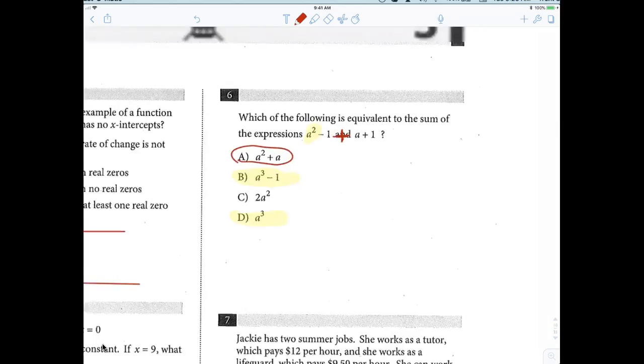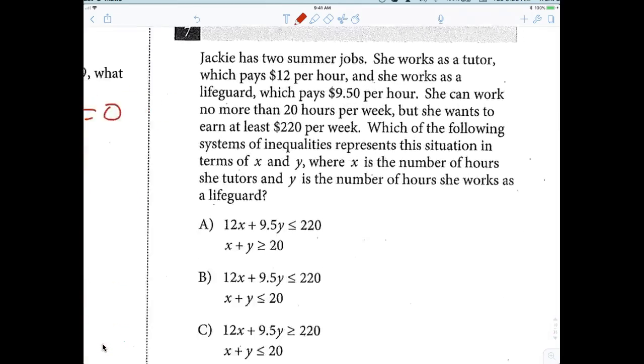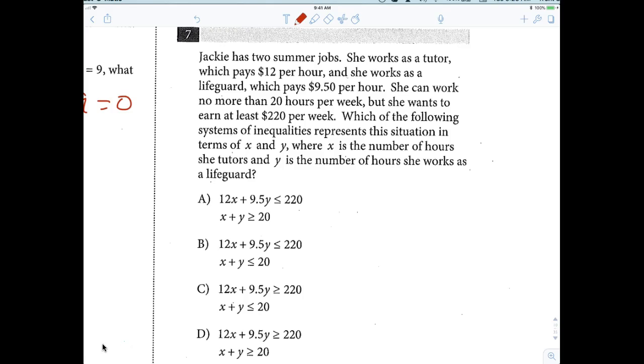Now, I want to take a look at number 7. Stop talking. Listen now for question number 7. It says, Jackie has 2 summer jobs. She works as a tutor, which pays $12 per hour, and she works as a lifeguard, which pays $9.50 an hour. Now, they're suggesting use X and Y. So if X is the tutor and Y is the lifeguard, she's going to make $12 per hour as a tutor, and $9.50 per hour.